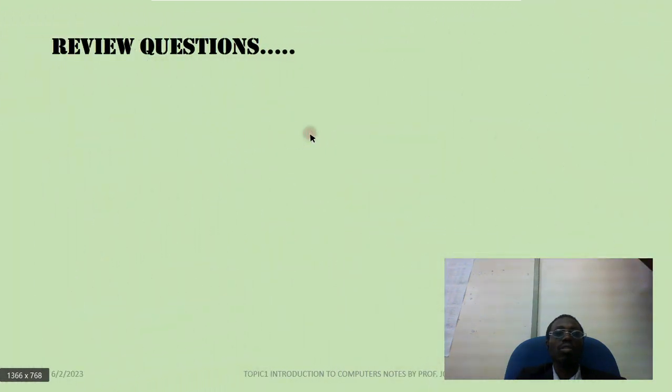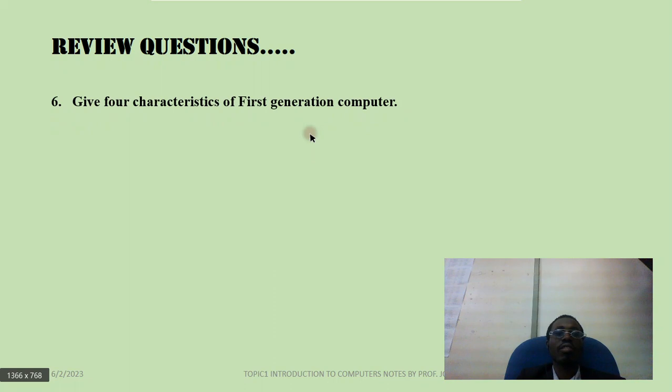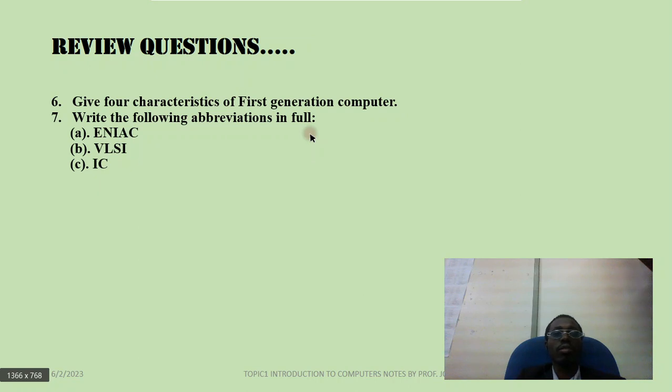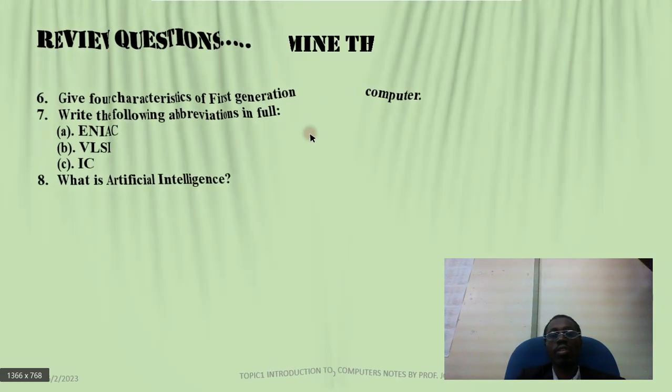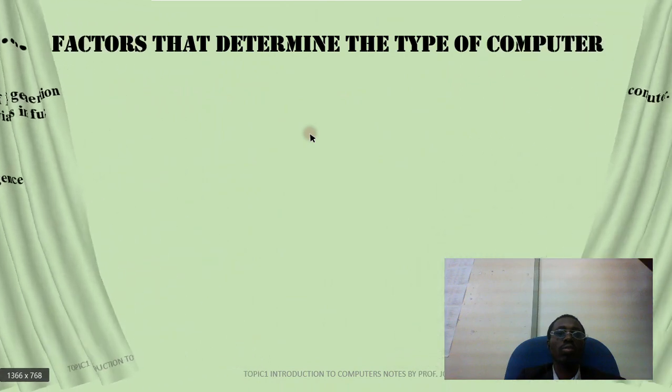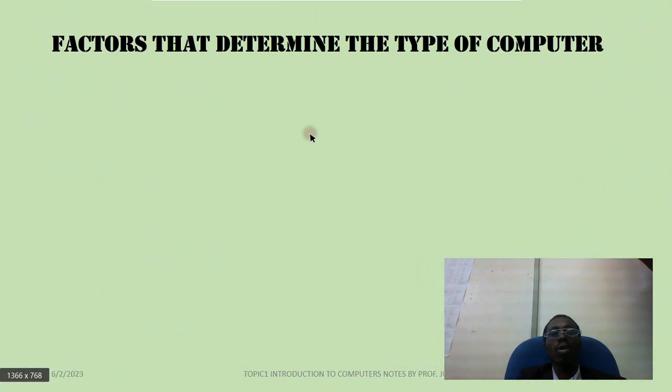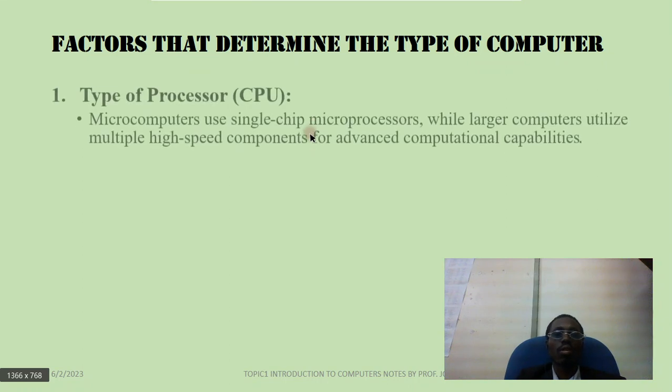Now, some review questions that I have here are: give four characteristics of first generation computers; write the following abbreviations in full, like ENIAC, VLCs, VLSI, and ICIs; what is artificial intelligence, and all that, we shall look at them. I would like us to look at factors that determine the type of computers.